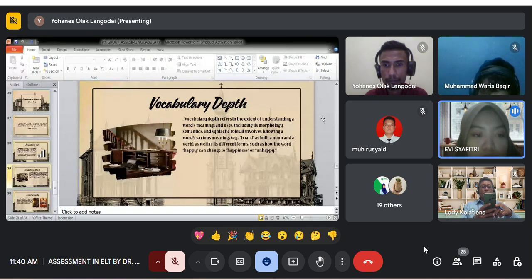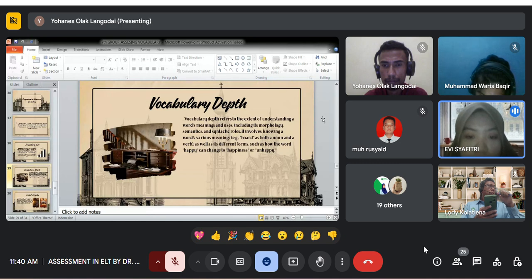Okay. Next is about vocabulary depth. So, the extent of understanding word meanings, including synonyms, collocations, and usage in different contexts. Vocabulary depth refers to the extent of understanding a word's meaning and use, including its morphology, semantics, and syntax roles.